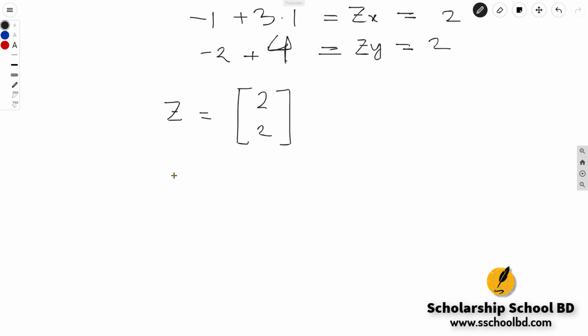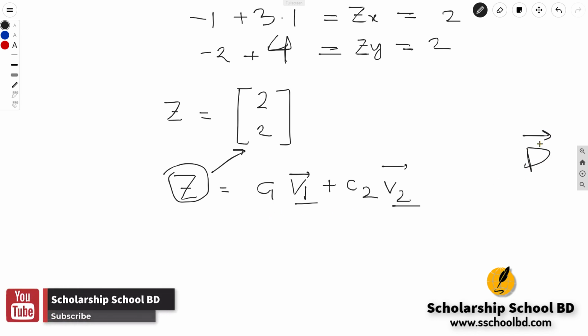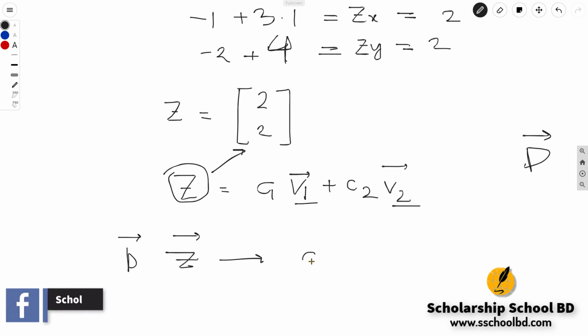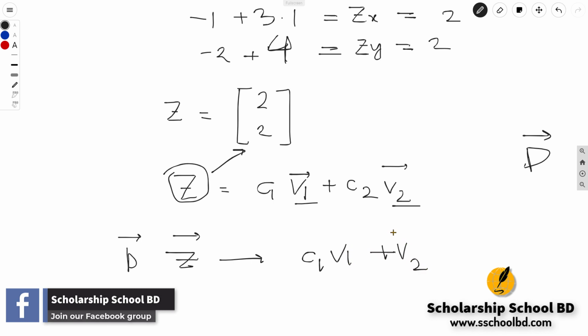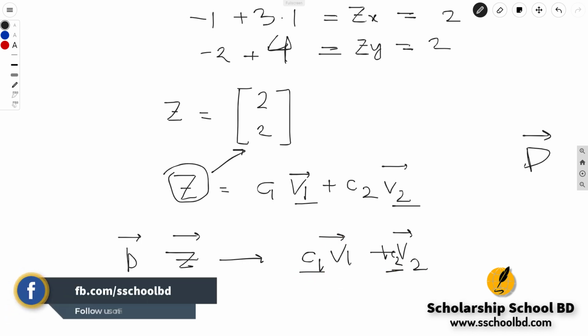So our original question was: is there any vector in R2 space other than the d vector, which is basically this z right now, that can be expressed as a linear combination of the given two vectors? And we found that yes, there is a vector z, equal to (2, 2), that can be expressed as a linear combination of v1 and v2 other than the d vector. So both the d vector and the z vector are linear combinations of v1 and v2. The only difference is that the scaling factors c1 and c2 are different for the d and z vectors.